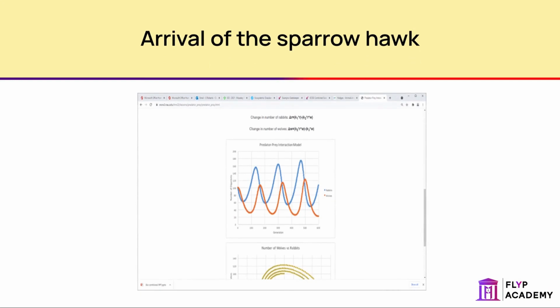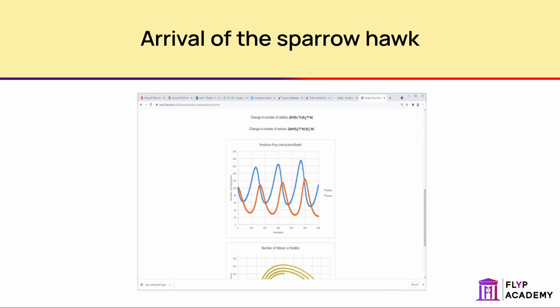The arrival of the sparrowhawk would cause the population of blackbirds to decrease because the sparrowhawk would prey on and eat the blackbirds. This in turn could lead to an increase in the worm population as there would be fewer blackbirds eating them. The graph shows the relationship between a predator and its prey.